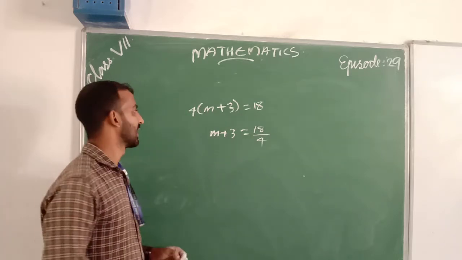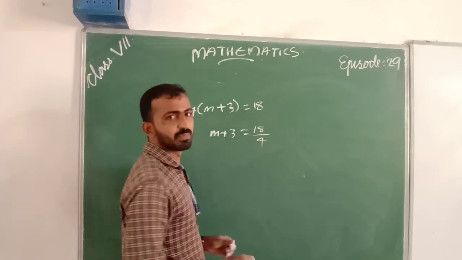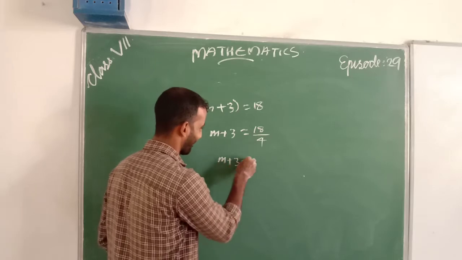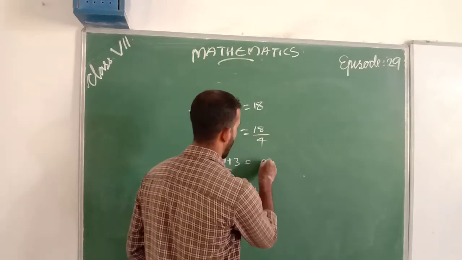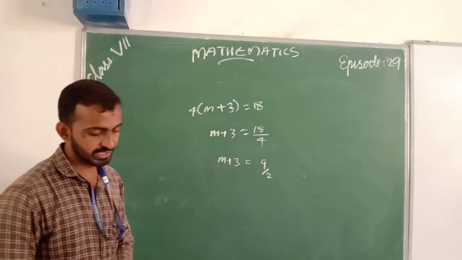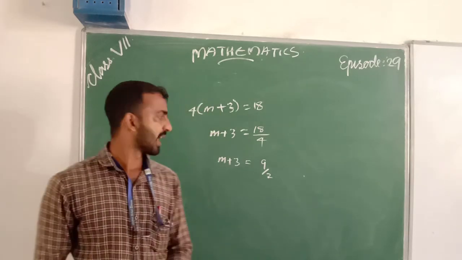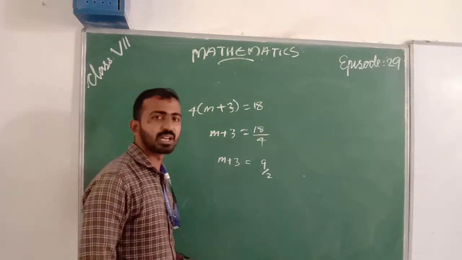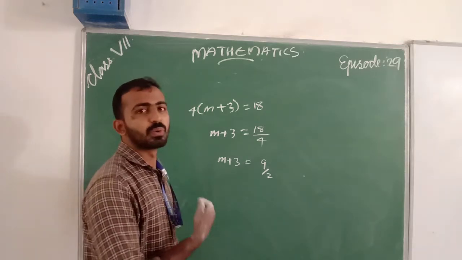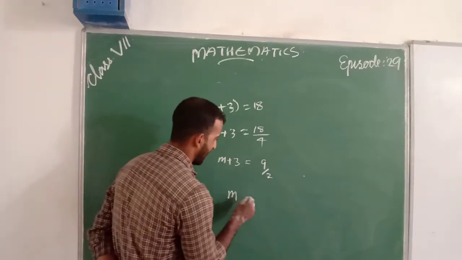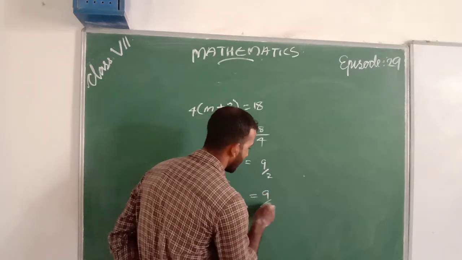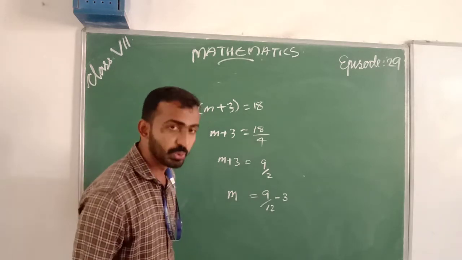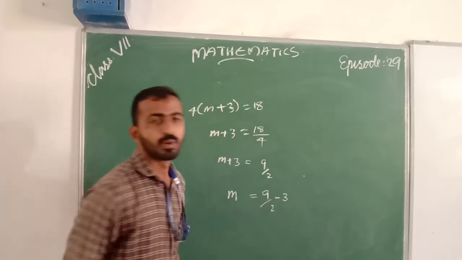Here we can simplify. 18 by 4 means m plus 3 equal to 9 by 2. And we want to find the value of m. So next we transpose 3 to the right side. Then we can write m equal to 9 by 2 minus 3.